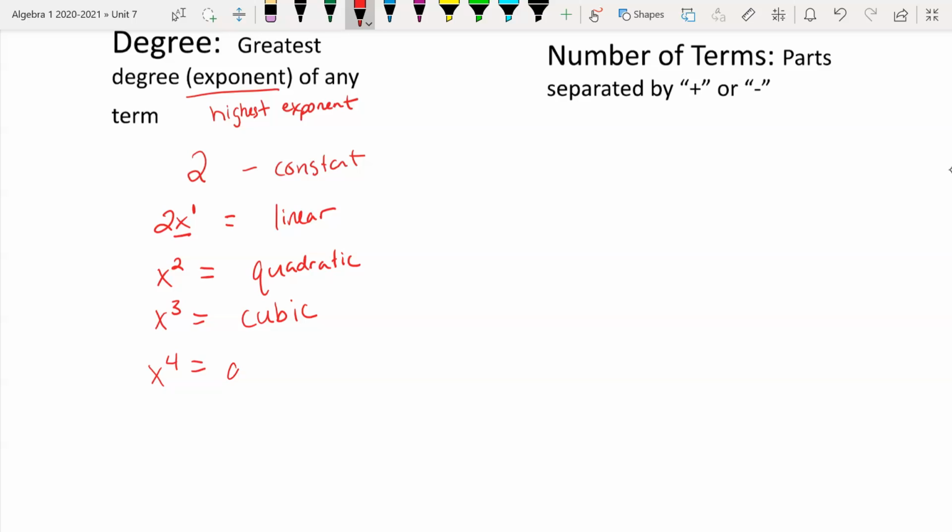We call that a cubic. If it has a 4, we call that a quartic. If it has a 5 in it, we call that a quintic. Okay, and it doesn't always have to be x. It could be y, it could be z, whatever it is.